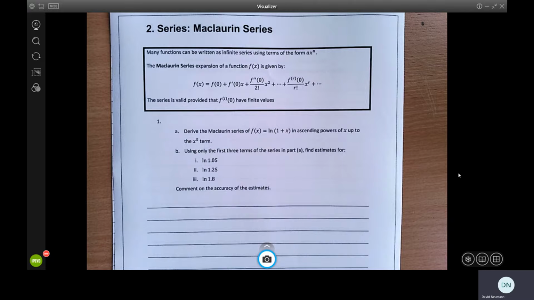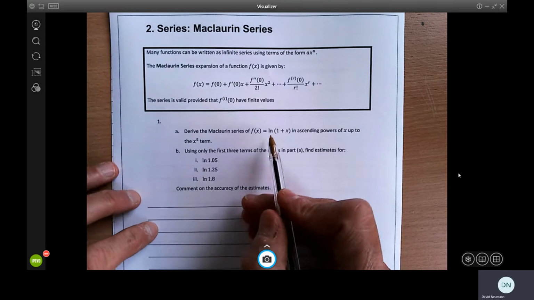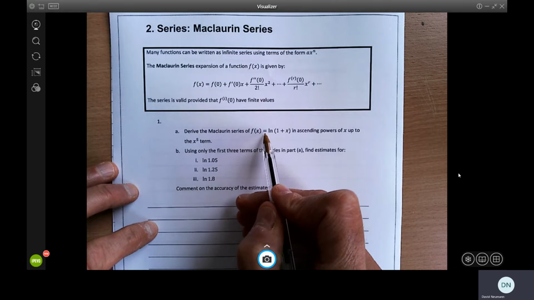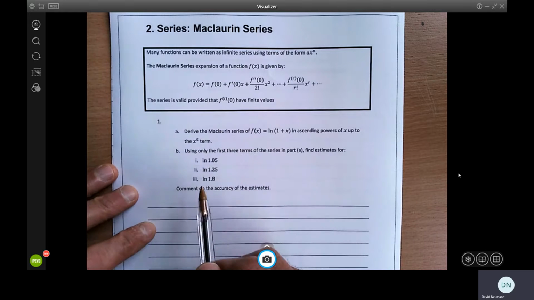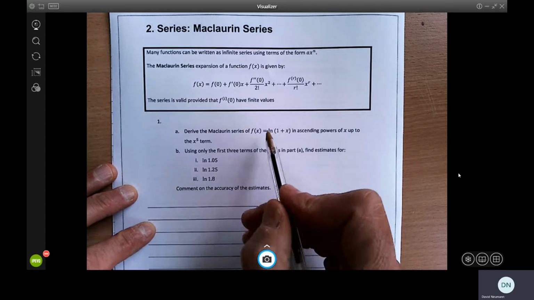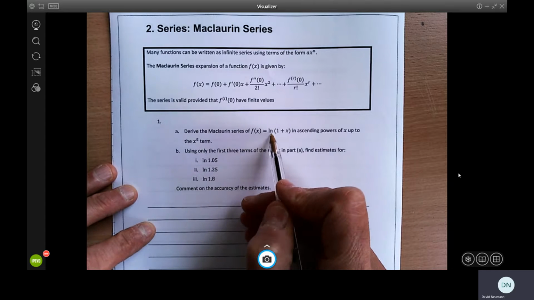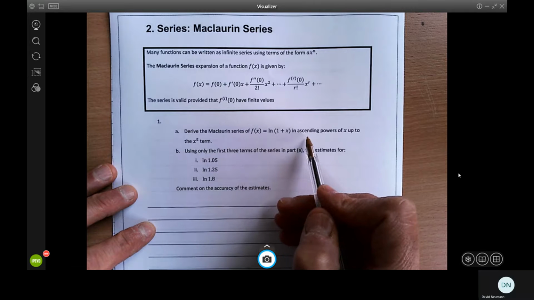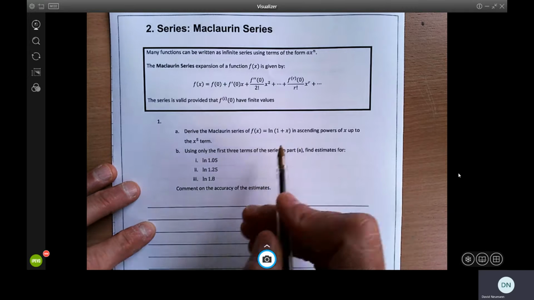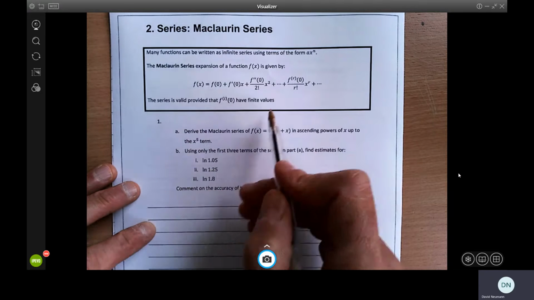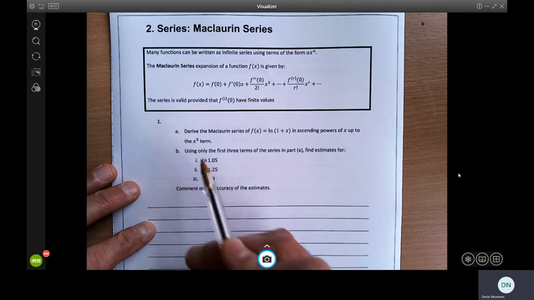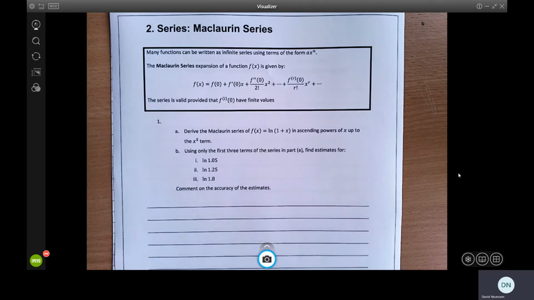So what we're going to do is look at using that to derive the Maclaurin series for specific functions. In question 1 here, the function that we're interested in is f of x is equal to ln of 1 plus x. First of all, we need to differentiate f of x equals ln of 1 plus x, and we actually need to go up to the 5th derivative because we're going to need the x to the power of 5 term.